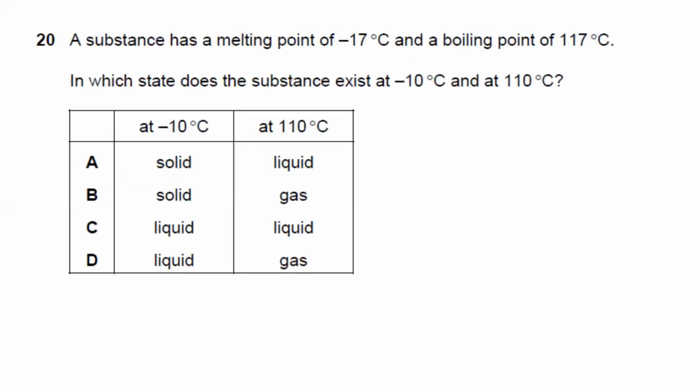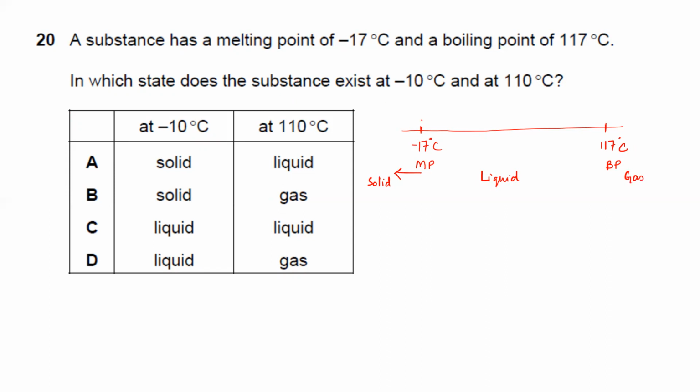Next question. A substance has a melting point of -17 and a boiling point of 117 degrees centigrade. In which state is the substance at -10 and at 100 degrees centigrade, 110 degrees centigrade? So on the scale, let's say this is -17 degrees and this is 117 degrees. So this is the melting point and this is the boiling point. Before the melting point, the substance is solid. After the melting point, the substance is liquid. And after the boiling point, the substance is in gas form.